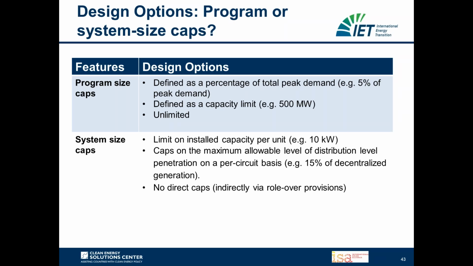Some countries also say that it's not really about a fixed number of kilowatts installed, it's about the maximum allowable level of distribution level penetration per circuit. So for instance, you can say, well, in this electricity circuit, we can only absorb a certain amount of distributed generation, a certain amount of rooftop solar PV, and therefore we limit it at 15% of the maximum demand in this region. Or, as I mentioned before, it can also happen without a system cap in this case.